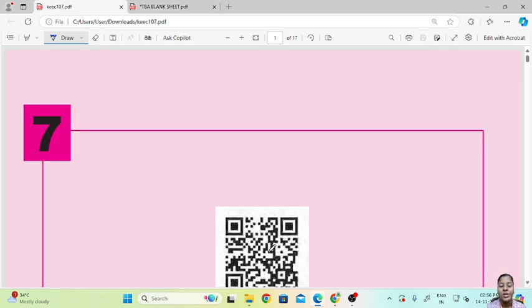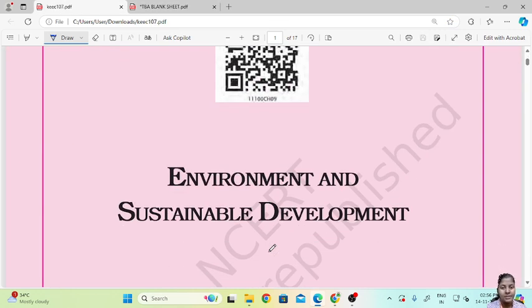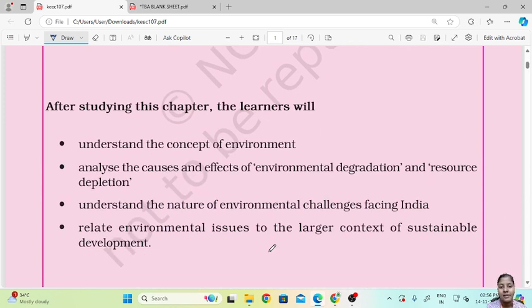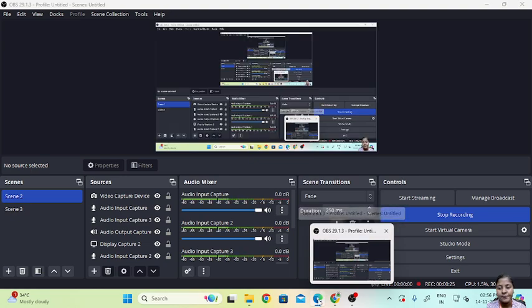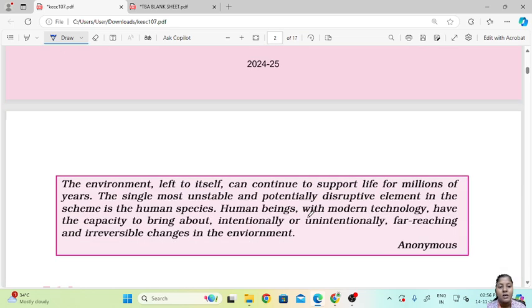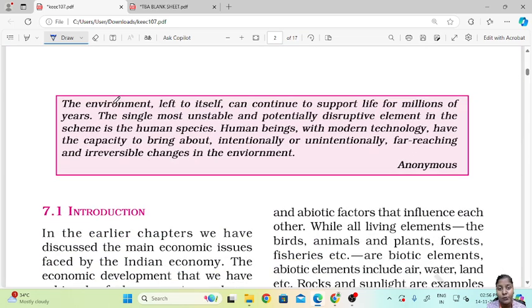So today we'll learn chapter 7 of class 11th economics, that is environment and sustainable development. In this chapter we'll learn about the concept of environment. Then we are going to analyze the causes and effects of environmental degradation and resource depletion. We'll also understand the nature of environmental challenges facing India and relate environmental issues to the larger context of sustainable development. Okay, so the environment left to itself can continue to support life for millions of years.